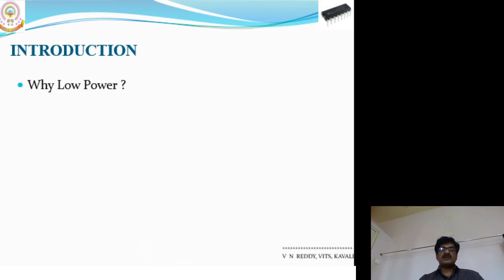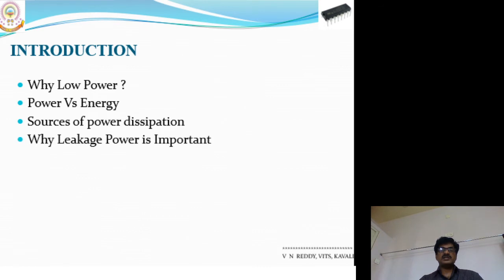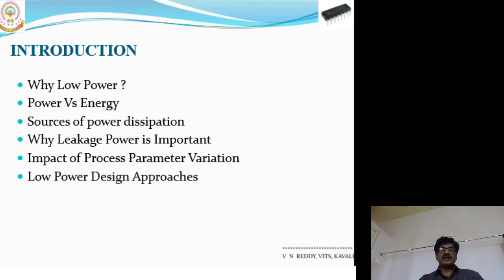Now let us see the contents: why low power, power versus energy concept, the sources of power dissipation, why the leakage power is very important nowadays especially, what is the impact of process parameter variation, and finally low power design approaches. These are the topics I would like to discuss now with reference to the syllabus.